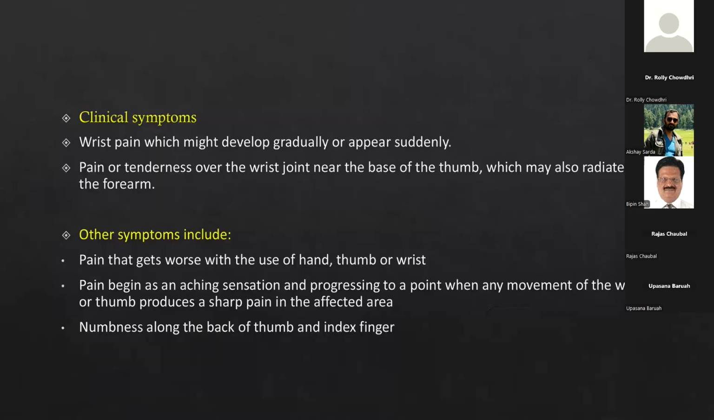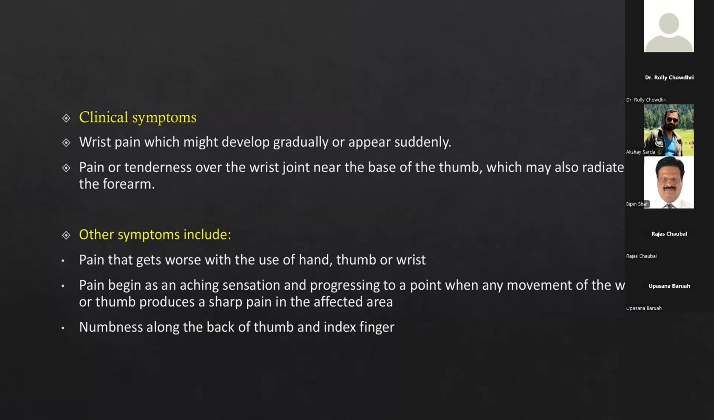Patients usually present with wrist pain, which might develop gradually or may appear suddenly. The pain is over the wrist joint near the base of the thumb, and it radiates towards the thumb as well as into the proximal forearm. Other symptoms are an aching sensation, progressing to the point where any movement of the wrist is not possible. Initially you may get just a little bit of pain with no restriction, but gradually there may be severe restriction of movements as well.